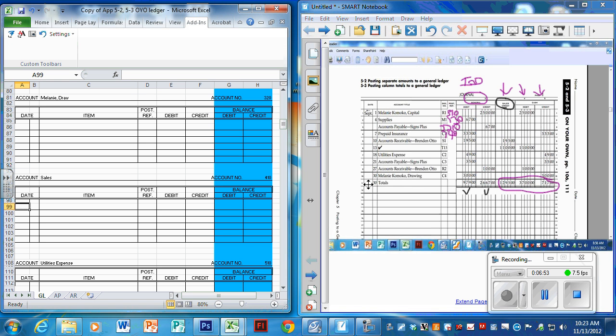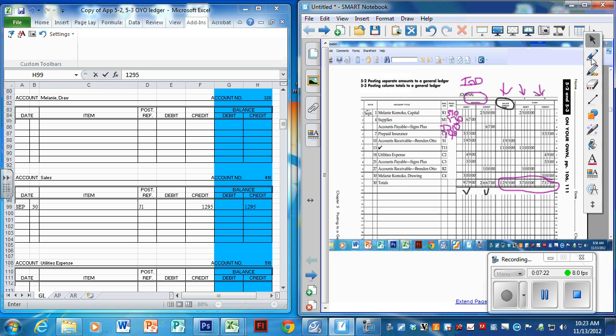The date of the transaction is the 30th. So I'm going to type in September 30th. J1 for journal page number 1. It's a credit transaction. If you want, you could skip all the way to the balance side, but if you want to leave it here as a credit transaction, calculate your balance. So 0 plus $12.95 is $12.95. Take the account number 410. Once you post it, come back over to your journal and list that account number in parentheses underneath that total.